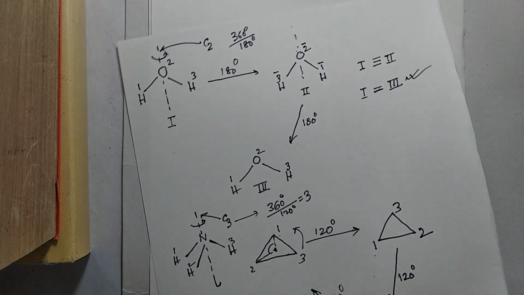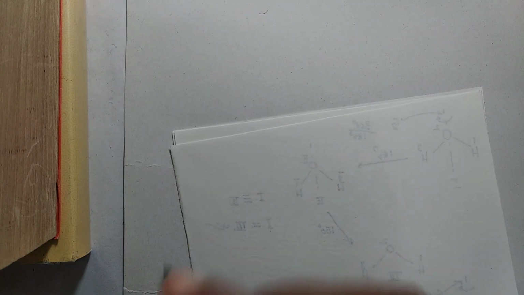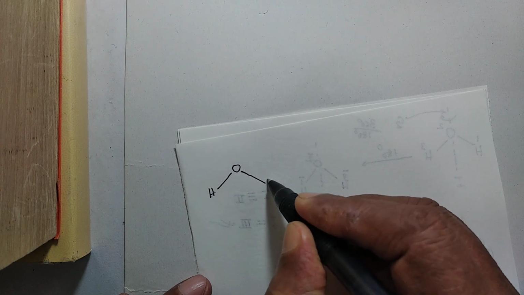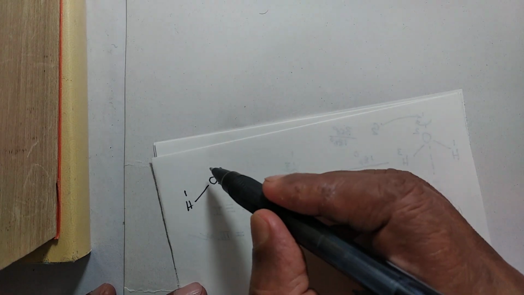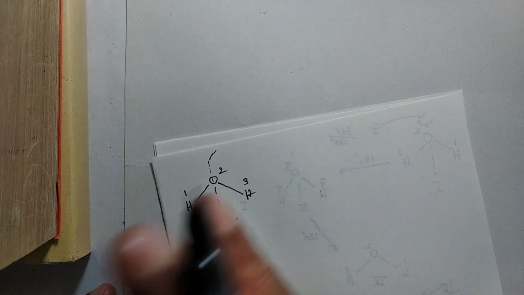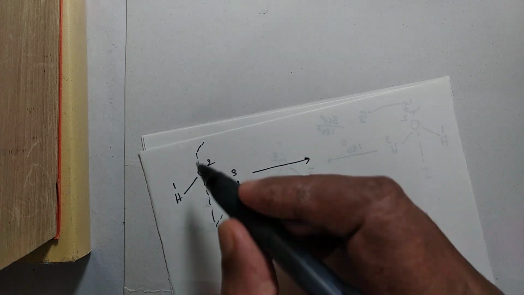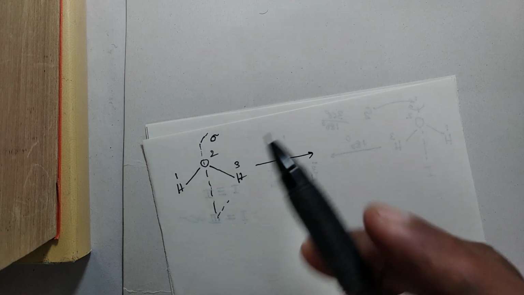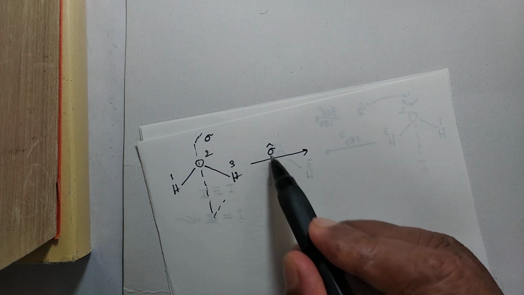Now let us consider reflection. Consider the same molecule, water, 1, 2, 3. You can imagine a plane of symmetry like this, cutting the object into two equal halves. A reflection plane is denoted by sigma, plane of symmetry, and the operation will be denoted by a reflection operator, sigma operator.